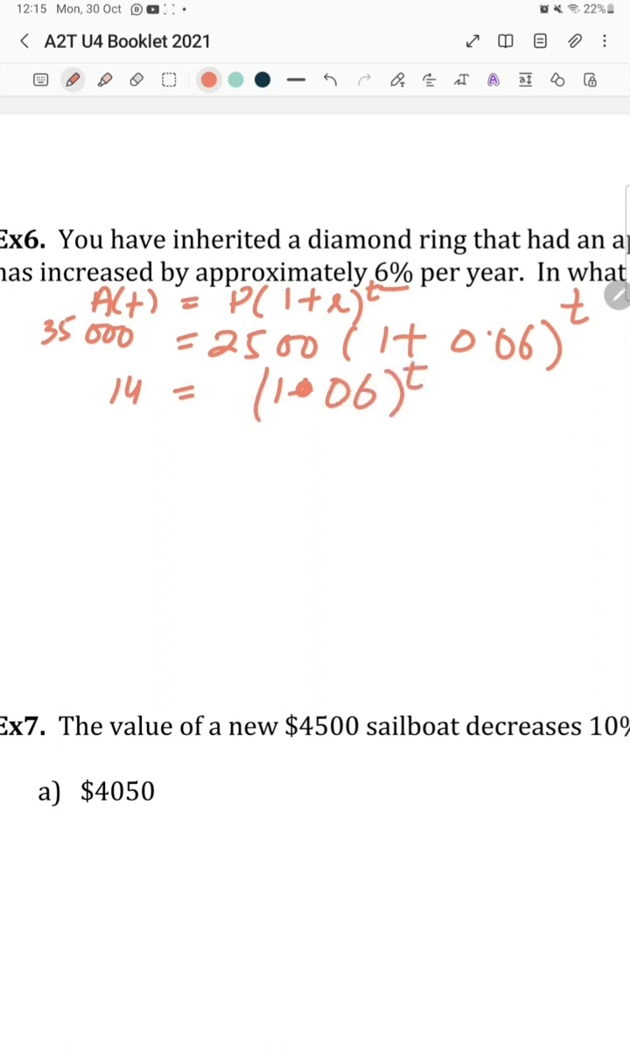To the power t. So we are going to take log on both sides. So it's log 14 divided by log 1.06, which is 45.2859.